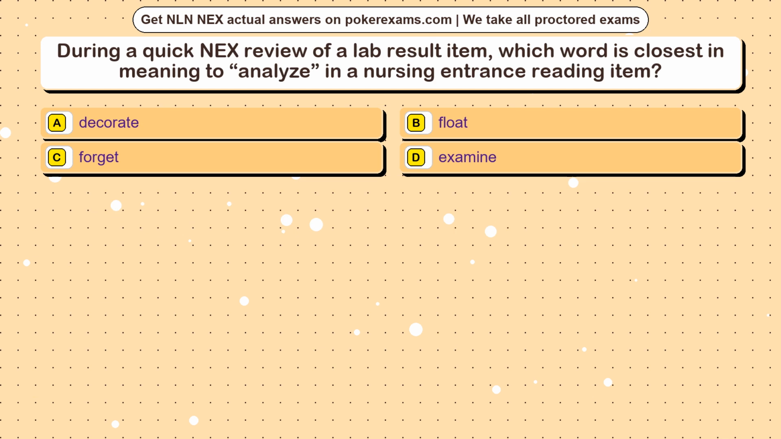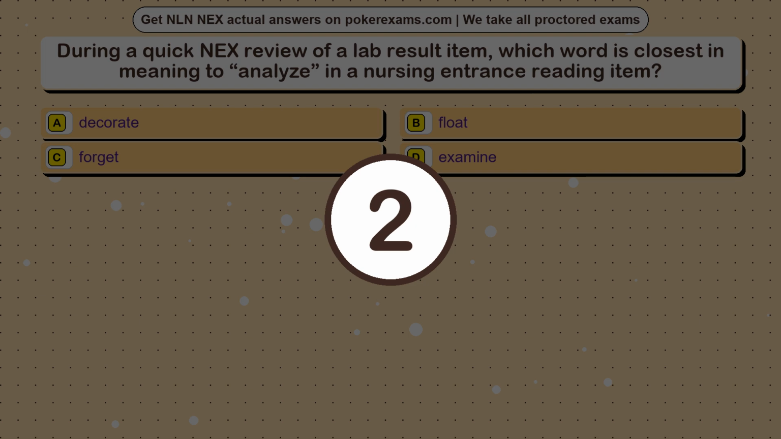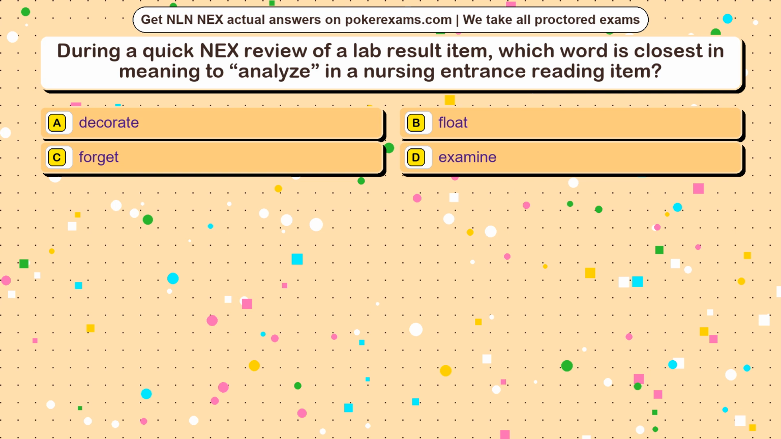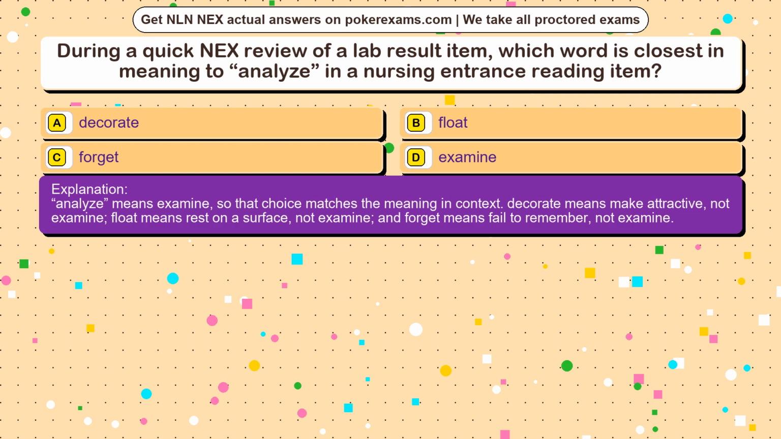Question 2. During a quick NEX review of a lab result item, which word is closest in meaning to analyze in a nursing entrance reading item? Option A, decorate. Option B, float. Option C, forget. Option D, examine. The correct answer is option. Analyze means examine, so that choice matches the meaning in context. Decorate means make attractive, not examine. Float means rest on a surface, not examine.